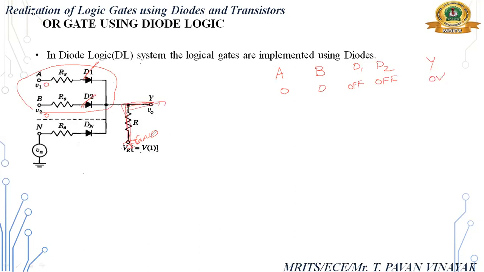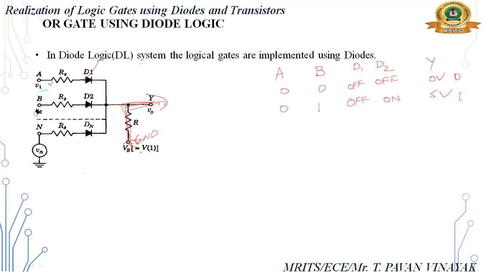Next, whenever I give 0 volts here and 5 volts here, 0 and 1, what happened? This will be off, this will be on. So 5 volts will come to output. Off, on. So 5 volts means logic 1, 0, 1.